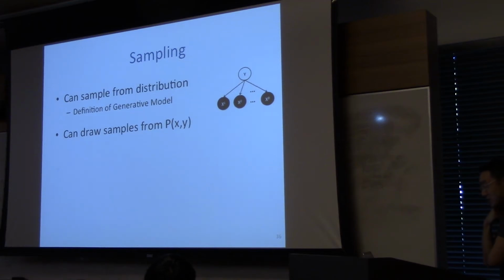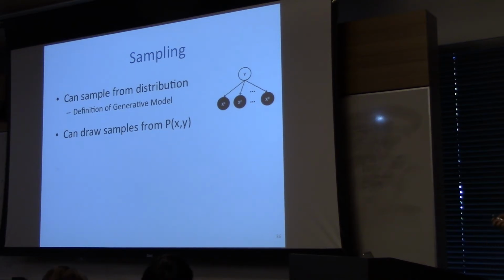Sampling. Naive Bayes is a generative model, so it defines a full distribution over x, y, which means if you have trained a naive Bayes model, you can treat it like it's the test distribution. It's a model of the test distribution, so you can actually draw samples from it.